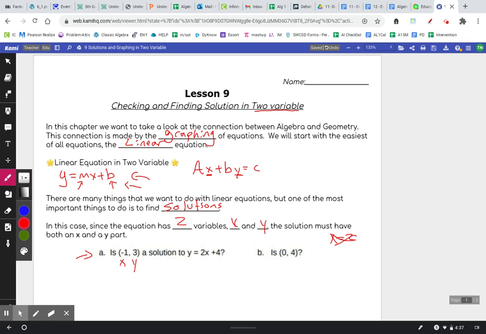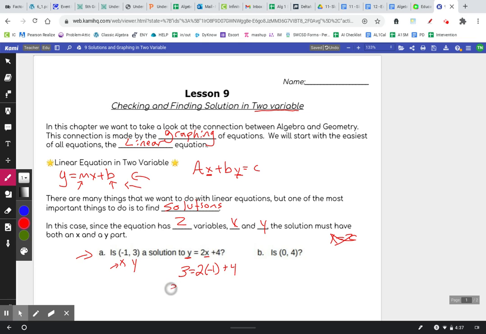So I'm going to take this y out and substitute a 3 in there. And I'm going to take this x value out. The 2 stays. I take the x out of 2 times x, and put this x value of negative 1 in. So now I have 2 times negative 1 plus 4. I essentially need to simplify both sides of this equation and figure out, is it true, is it false, and then make my decision from there.